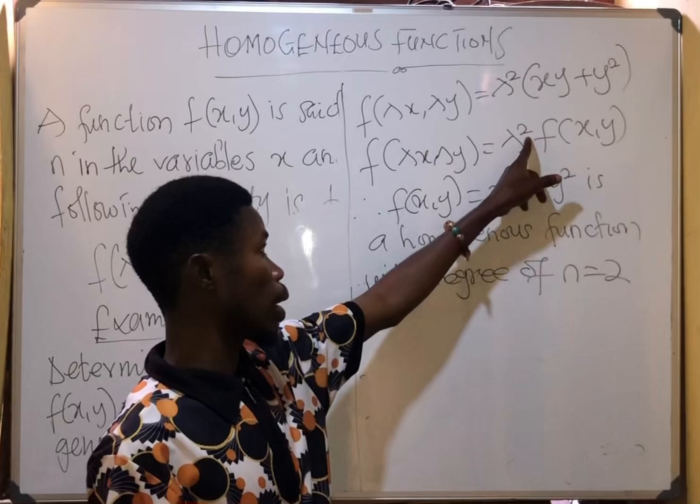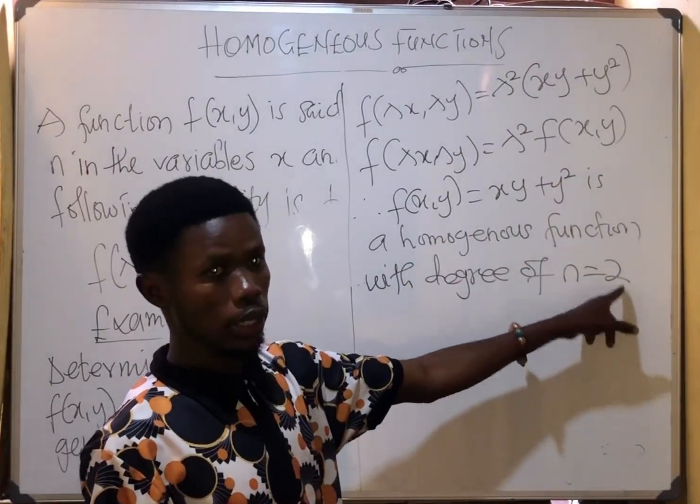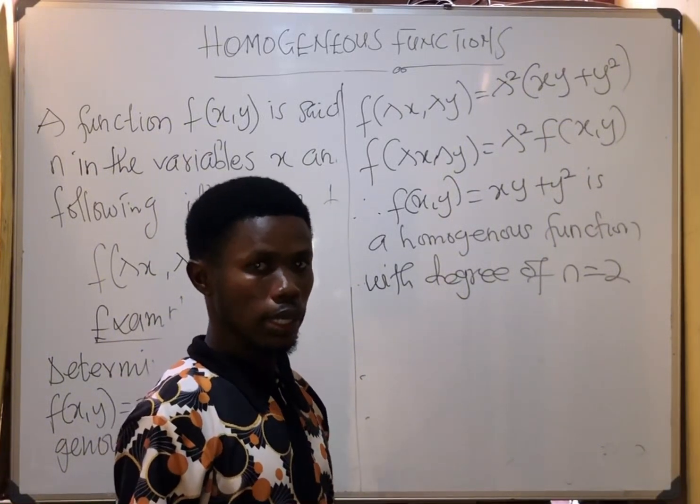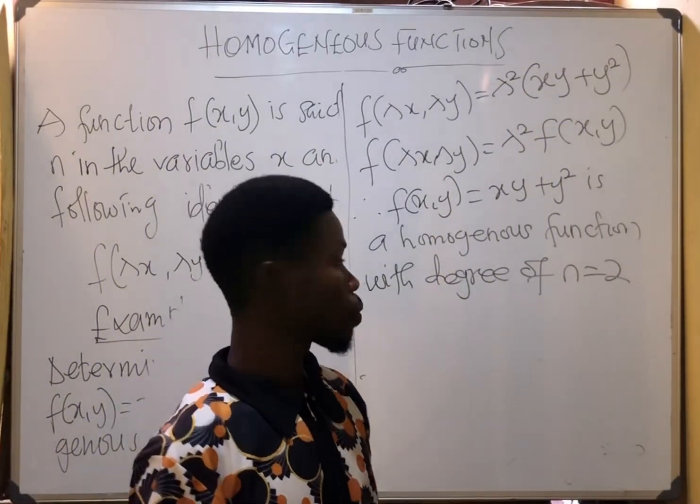So if here is just lambda, then n equals 1. If here is power 0, that will be n equals what? 0. I hope you understand that. Now let's look at another example.